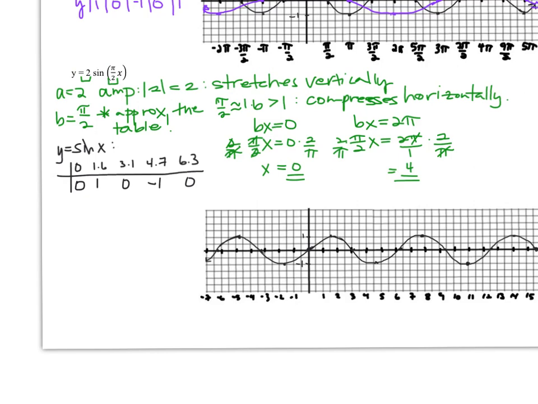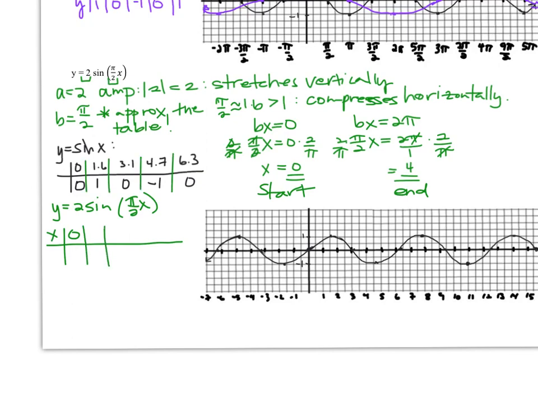To create our table for y equals 2 times sine of pi over 2 x, to get our new inputs, remember, we're going to start at that first value and end at the second value. And I hope that you find this doesn't seem too difficult to translate. If we start at 0, and we have to do 1, 2, 3, 4 again, we end at 4. The halfway point right in the middle would be 2, and then halfway between 0 and 2 is 1, and halfway between 2 and 4 is 3.